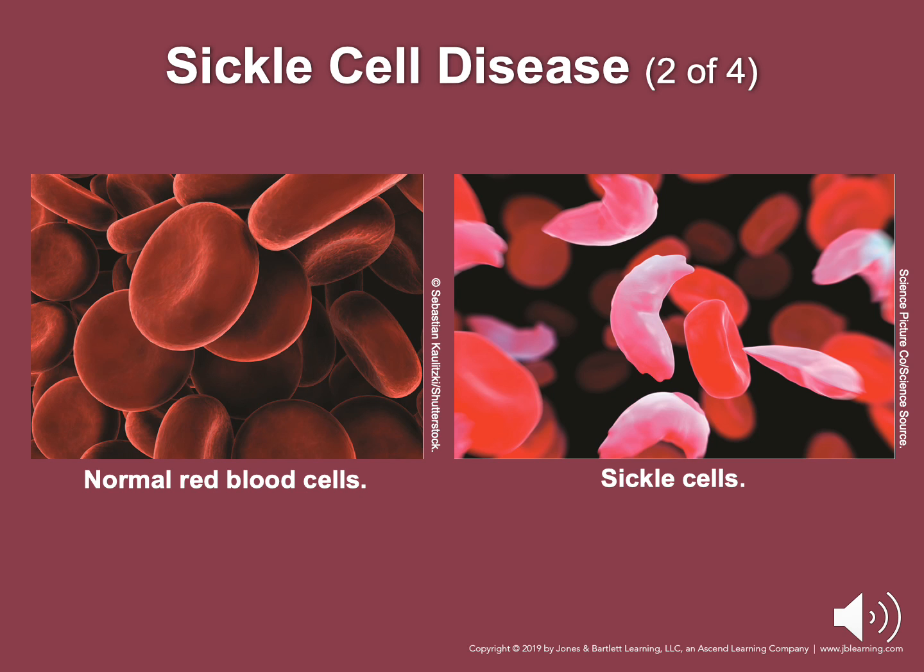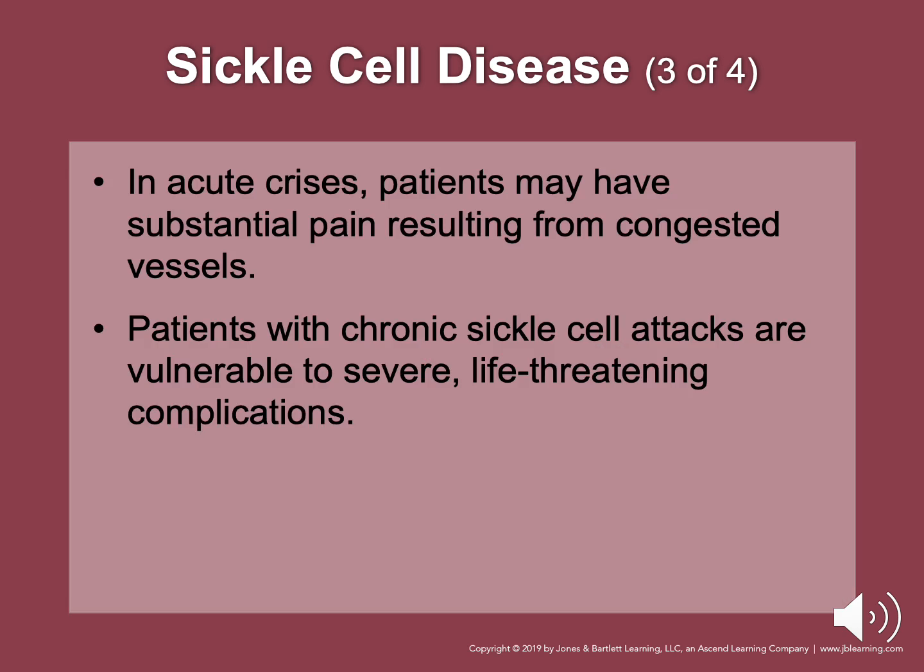So in an acute crisis, patient may have substantial pain resulting from congested vessels. They do not allow for passage of oxygen and nutrients into the tissues and joints. They may experience frequent infections, which can lead to sepsis and death. With time, various organs may be destroyed as circulation is impeded, and may have mild dehydration, cardiomegaly, and many other complications. Patients with chronic sickle cell attack are vulnerable to severe life-threatening complications.